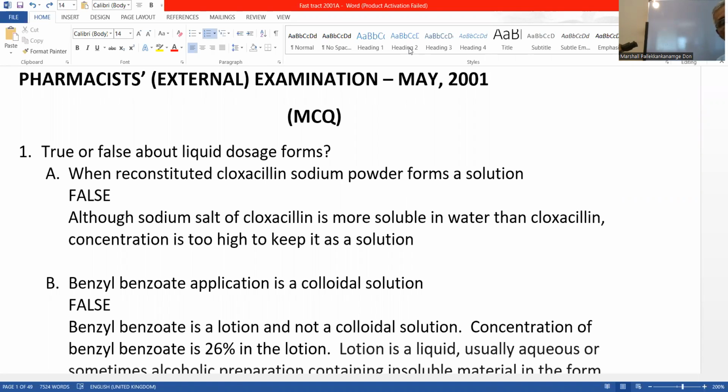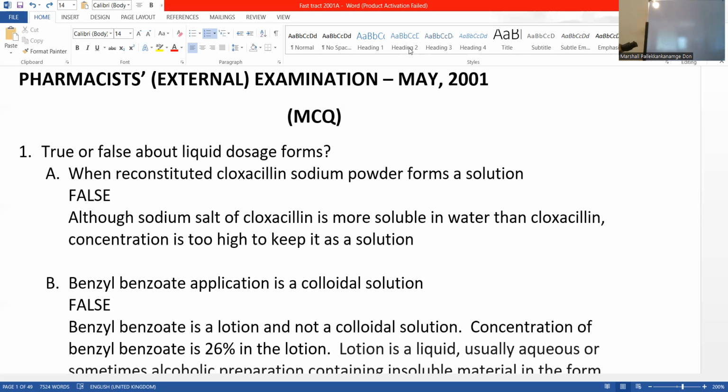The first one is true or false about liquid dosage forms. So liquid dosage forms include the suspensions, solutions, emulsions, etc. So first question is, when reconstituted, cloxacillin sodium powder forms a solution. That is false because cloxacillin sodium is soluble.